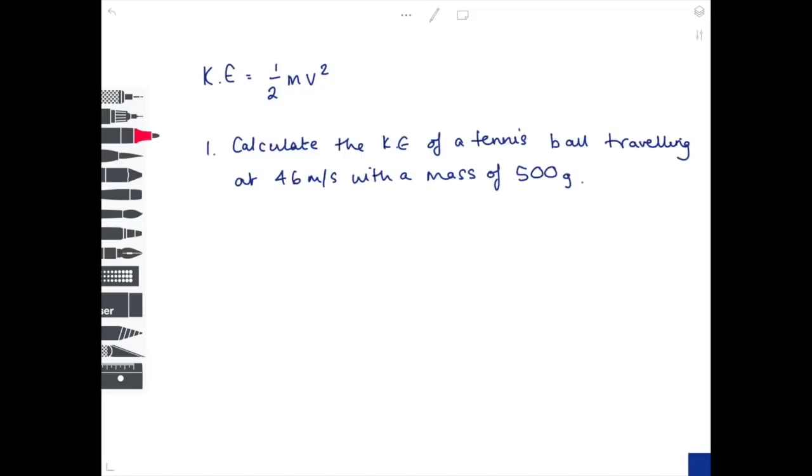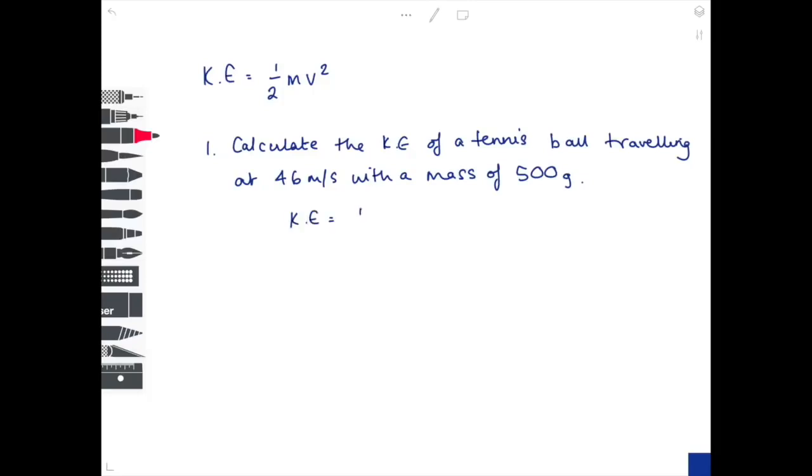Next equation I'm interested in is kinetic energy, which is half of mass times velocity squared. I prefer not to put this into a triangle. I think it's easier if you keep it exactly as it's written. And I'll show you how to calculate the different parts so you can actually see that it can be rearranged easily. In this first question, we're being asked to calculate the kinetic energy of a tennis ball travelling at 46 metres per second with a mass of 500 grams.